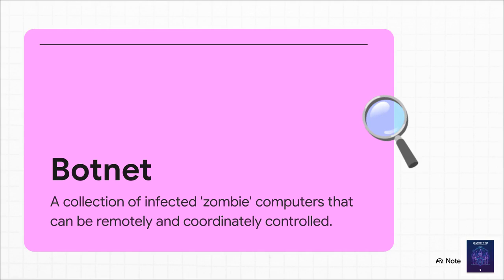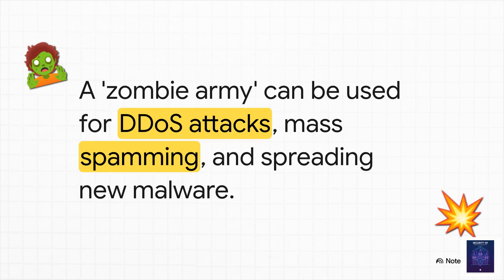Let's dig a little deeper into that attack agent category. When malware turns a computer into a remotely controlled zombie or bot, an attacker can link it up with thousands, even millions of other infected machines, and this creates something we call a botnet. I mean, just think about the power an attacker gets with a zombie army like this. They can command all those computers at once to send out millions of spam emails, or flood a website with so much traffic it gets knocked offline. That's a DDoS attack. Or they can just use them as a launchpad to spread even more malware.